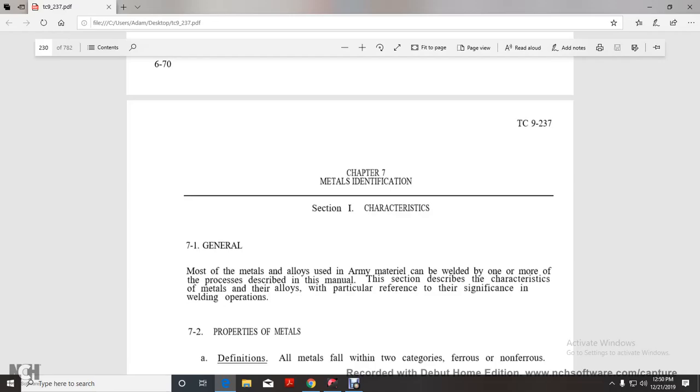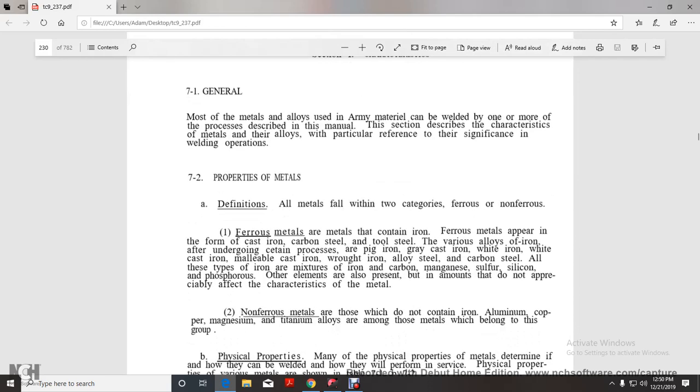Alright, Chapter 7, Metal Identification, Training Circular 9-237. Section 1, Characteristics, General. Most of the metals found in Army material can be welded by one or more of the processes described in this manual. This section describes the characteristics of the metals and their alloys, with particular reference to their significance in the welding operation. Properties of metals.